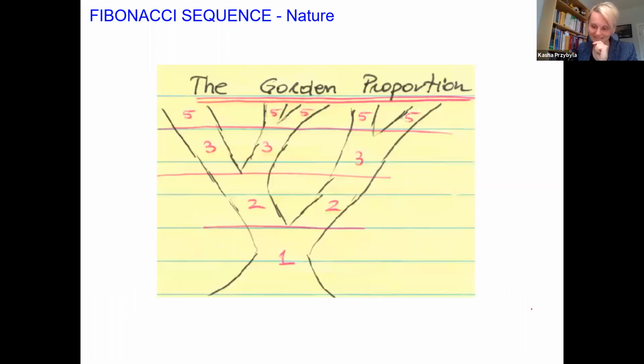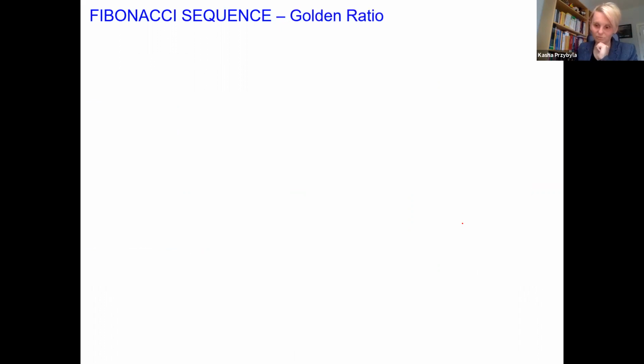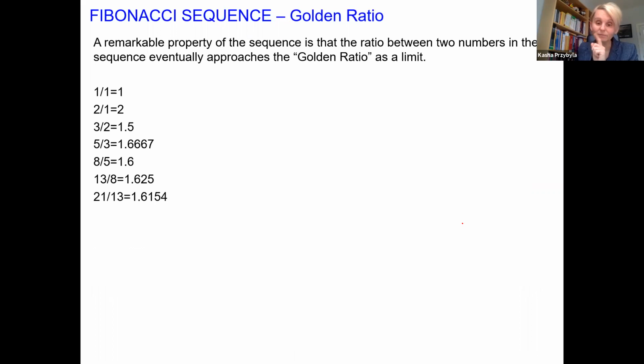Okay, but let's see another example. Let's see nature. Let's see the pineapple. You can even check if you have one at home, or you can go to the store. We have like 5 of these pieces, and then 8, 13. Yeah, but they create something. I can show you. Oh, golden ratio.